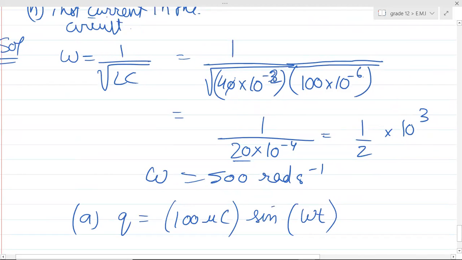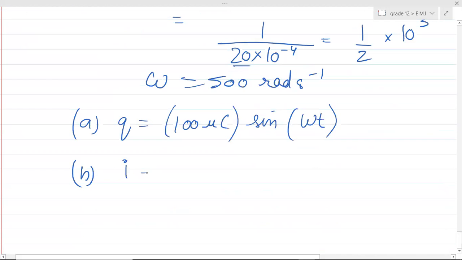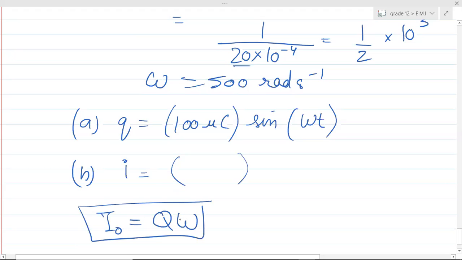है ना? Don't forget about this 4. Yeah, okay. Sorry, sir. And I will be equals to I naught. Can you calculate I naught? So अच्छा, by the way, 0.05. I naught will be Q into omega, है ना? ये ध्यान देना.